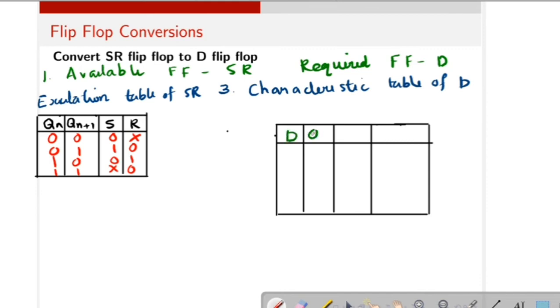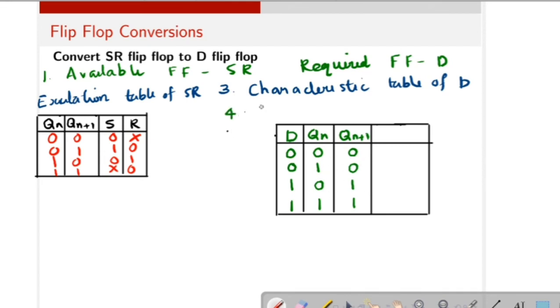D is the input, Qn is the present state and Qn plus 1 is the next state. Okay, when D is equal to 0 and Qn is equal to 0, Qn plus 1 is also 0. D is equal to 0, Qn is equal to 1, then Qn plus 1 is also 0. Then D is equal to 1 and Qn is equal to 0, Qn plus 1 is 1. D is equal to 1 and Qn is equal to 1, then Qn plus 1 is 1. Okay, so this is the characteristic table of D.